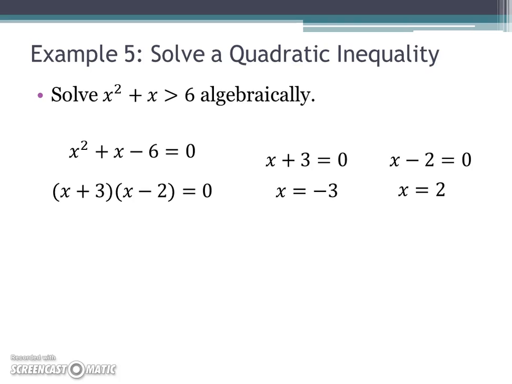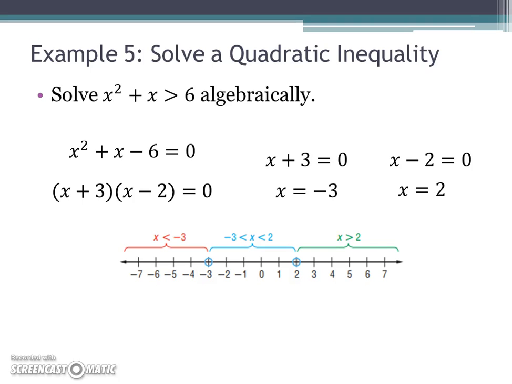And we can plot negative 3 and 2 on a number line using open circles since the values are not solutions of the original inequality. Notice that the number line is now separated into 3 intervals: x is less than negative 3, between negative 3 and 2, and x is greater than 2. We're going to test a value in each interval to see if it satisfies the original inequality.